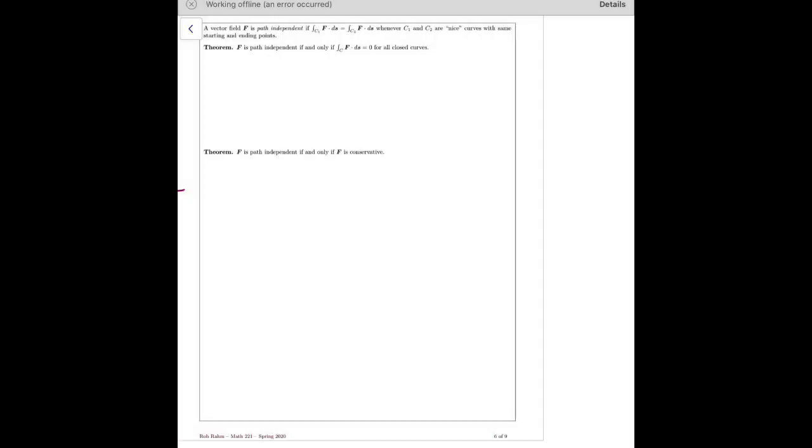I want to talk about this first theorem here. It says that f is path independent if and only if the line integral of f around all closed curves is equal to 0. So there's two things we need to show. The first thing we need to show is that f is path independent implies that the line integral of f along all closed curves is equal to 0.